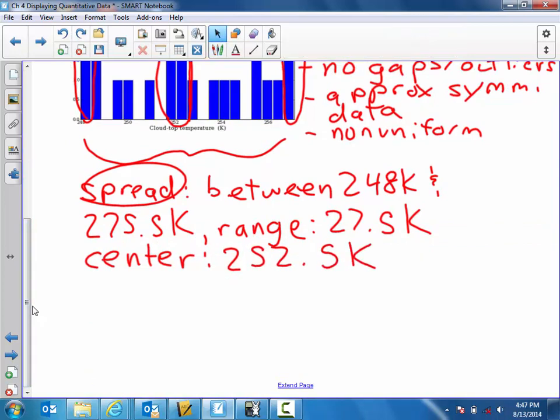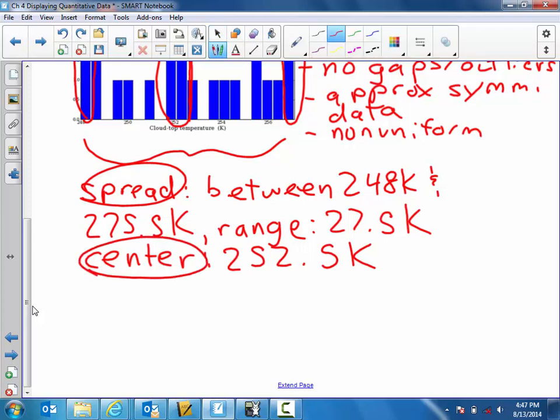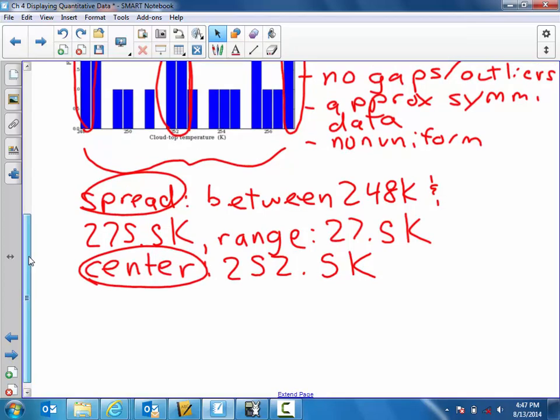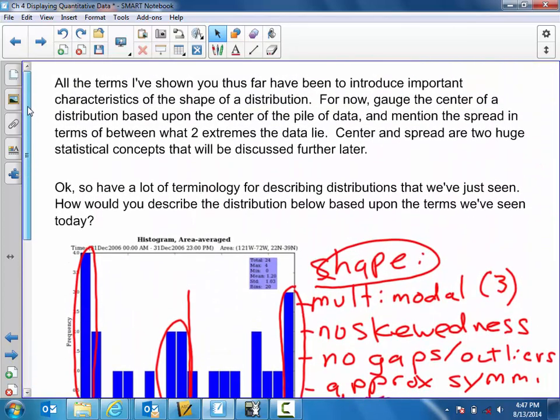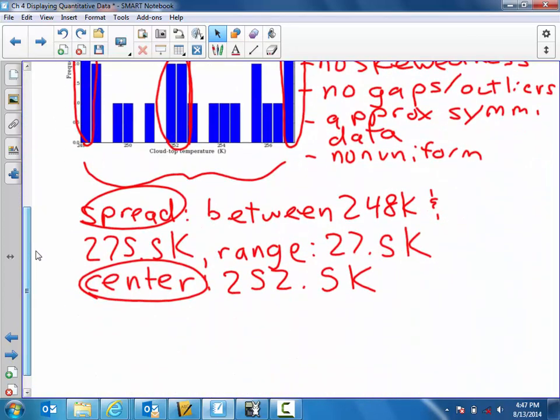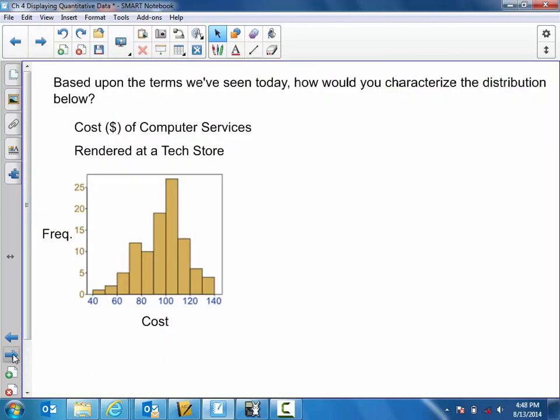And these bins, when I looked earlier, go by 0.5. So the center would be at 252.5 Kelvin for this distribution. Okay, so there is shape, center, and spread. You will report those as complete sentences. I'm going to save time and not do that, just so that you're not taking notes all day. And there you go. There's your first.